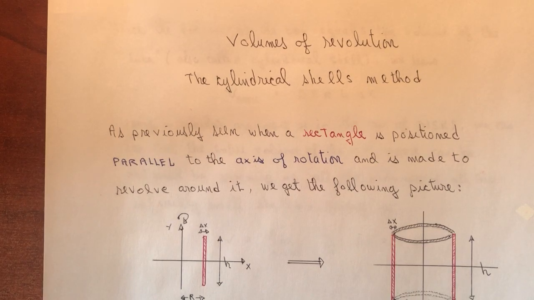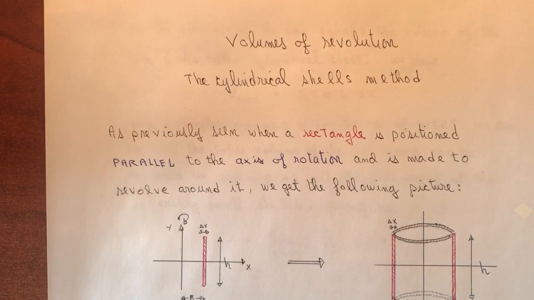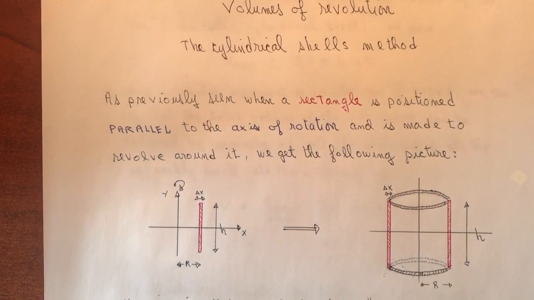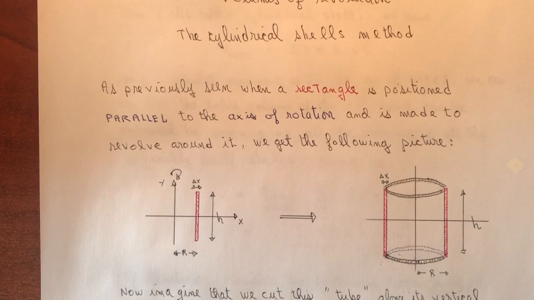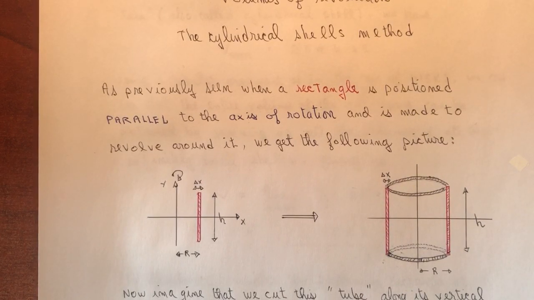Welcome to the third part of this chapter on volumes of revolution. In this last segment, we will take a look at a new method called cylindrical shell. As we've seen previously, when a rectangle is positioned parallel instead of perpendicular to an axis of rotation, and this rectangle is made to revolve around it, then we actually get the following picture.